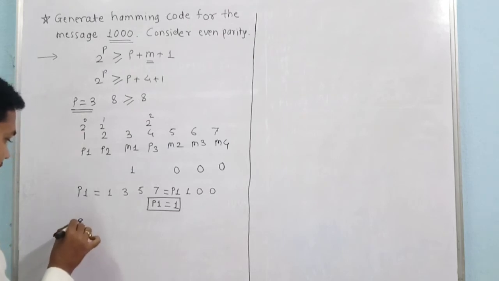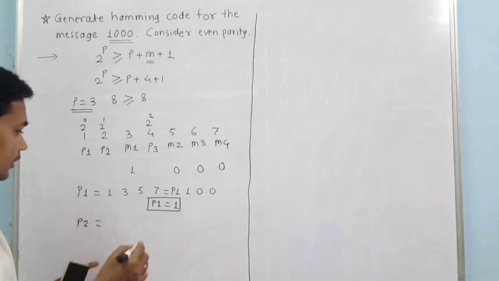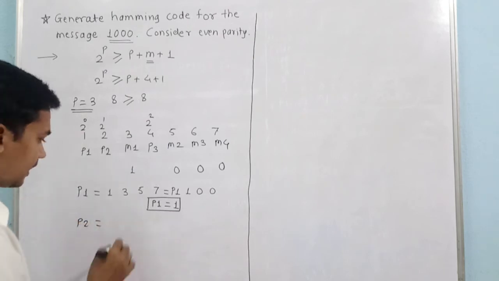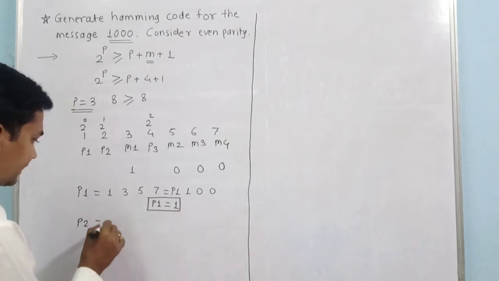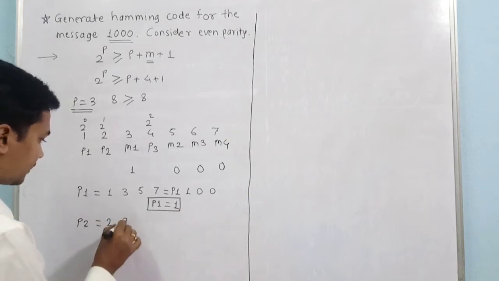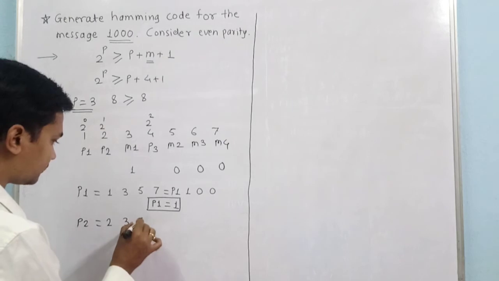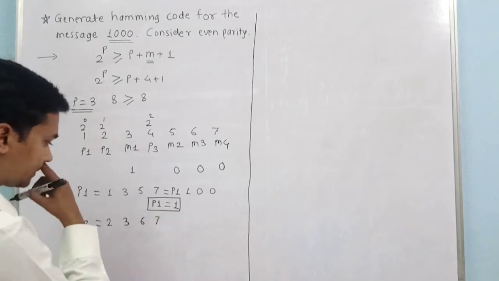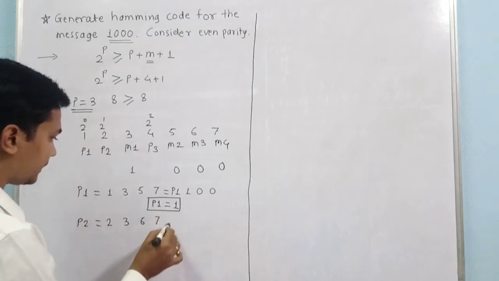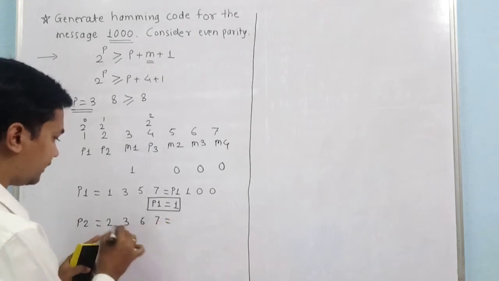Next is P2. So how to calculate P2? You have to consider again another 4 bits, that is the second bit, third bit, sixth bit and seventh bit. So 2, 3, 6, 7 should be considered. Only these are the positions.